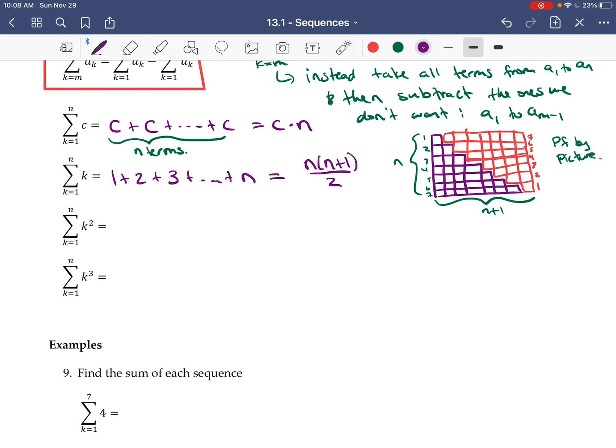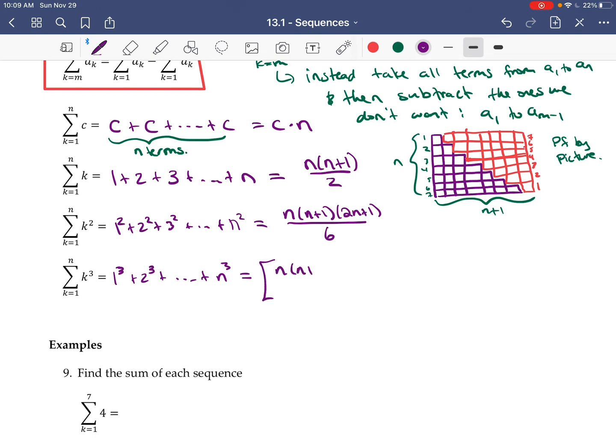I'm not going to explain the others. The sum of k squared from 1 to n, that's 1 squared plus 2 squared plus 3 squared, etc., to n squared. That one is n times (n plus 1) times (2n plus 1) over 6. For k cubed, that's 1 cubed plus 2 cubed all the way to n cubed. You can write that as ((n plus 1) over 2) all squared, or n squared times (n plus 1) squared over 4. Normally we have a formula sheet in this class, so these are all given on it. Well, the last 3 anyway.